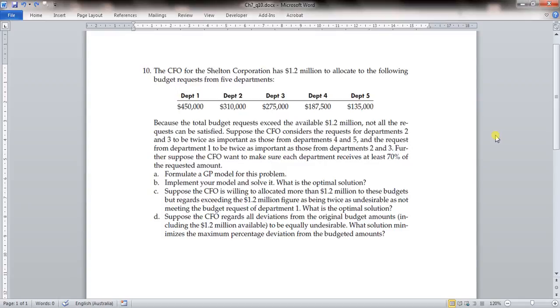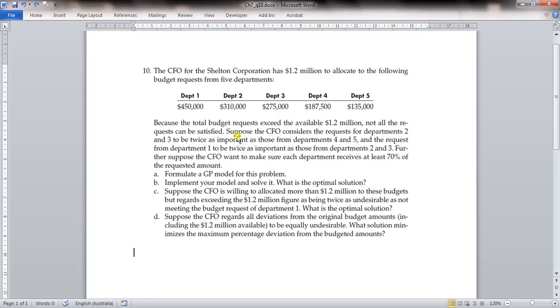This is GP model question, chapter number 7, question number 10. This talks about Shelton Corporation CFO, who has $1.2 million to allocate to the requests from 5 different departments. Each department has some amount requested for normal functioning of the operations, but the total fund is restricted at 1.2 million. That means they have only 1.2 million funds to divide among the different departments.